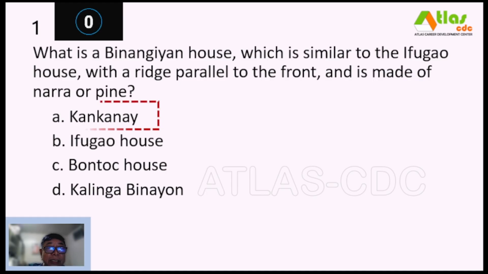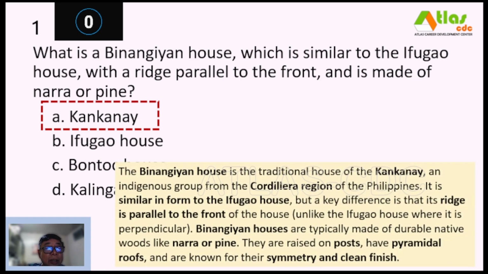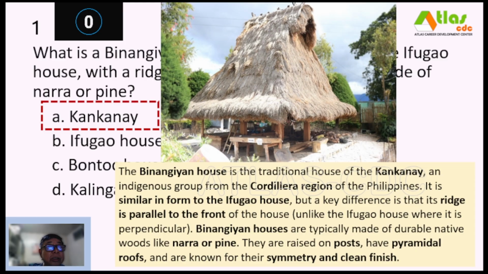And our correct answer is letter A, Kankanay. So the binangian house is the traditional house of the Kankanay, an indigenous group from the Cordillera region of the Philippines. It is similar in form to the ifugao house, but a key difference is that its ridge is parallel to the front of the house, unlike the ifugao house where it is perpendicular. Binangian houses are typically made of durable native woods like nara or pine. They are raised on posts, have pyramidal roofs, and are known for their symmetry and clean finish. So ito yung example ng isang binangian house.